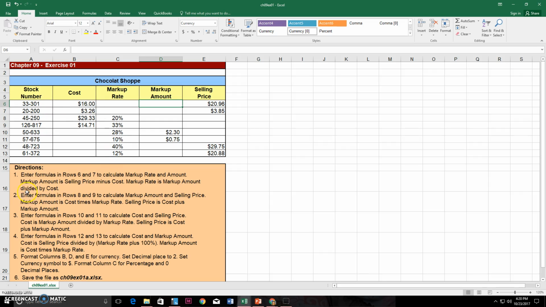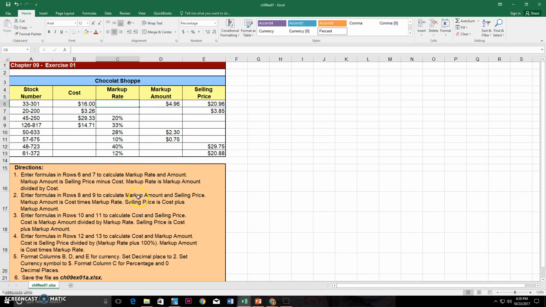So the very first one says enter formulas in rows 6 and 7 to calculate markup amount and markup rate. So the markup amount, we're going to take the selling price minus cost. Anytime you're in Excel, you're going to start with equals. So equals your selling price, which is cell E6, minus your cost. That's going to give you $4.96.